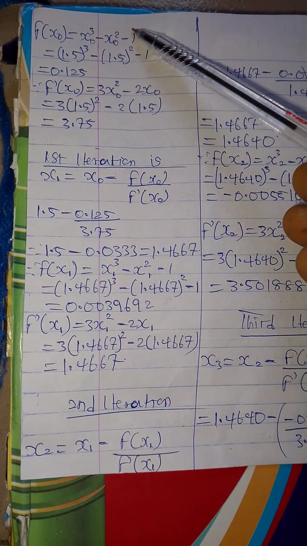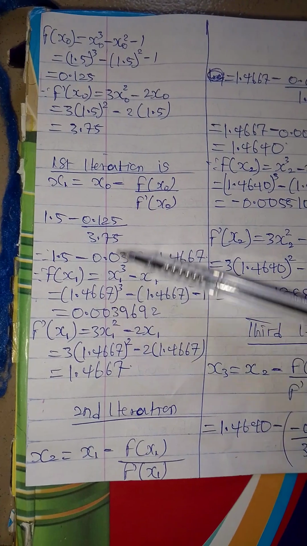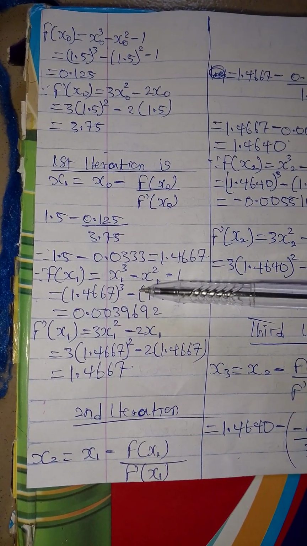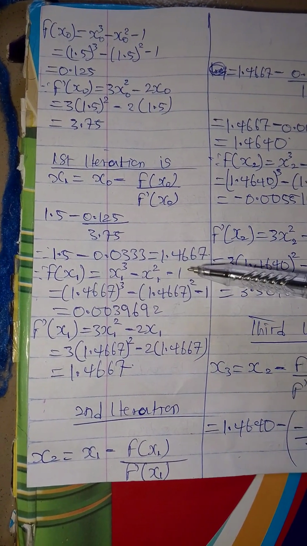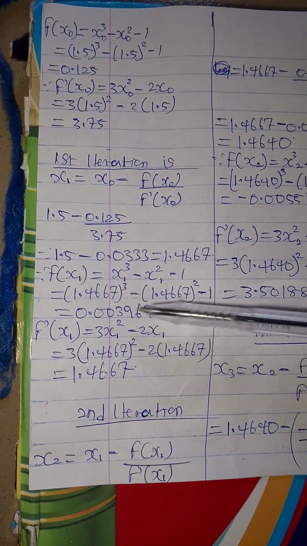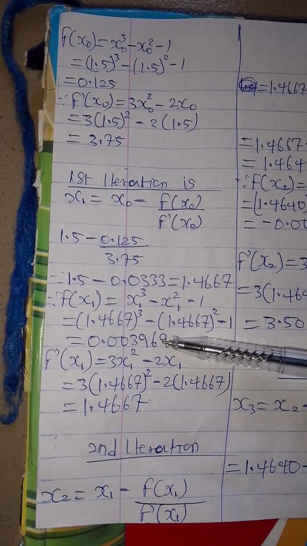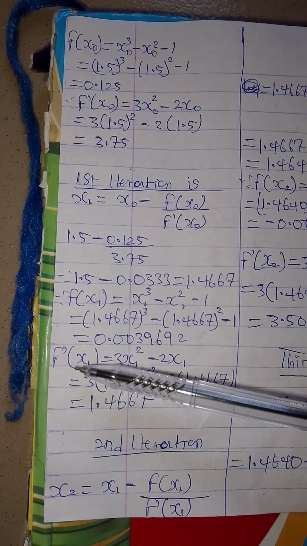in the equation, which is x cubed minus x squared minus 1. So input the value of x1, which is 1.467. That becomes 1.467 cubed minus 1.467 squared minus 1. So that becomes this. Now, after doing that, I have to find f prime of x1.